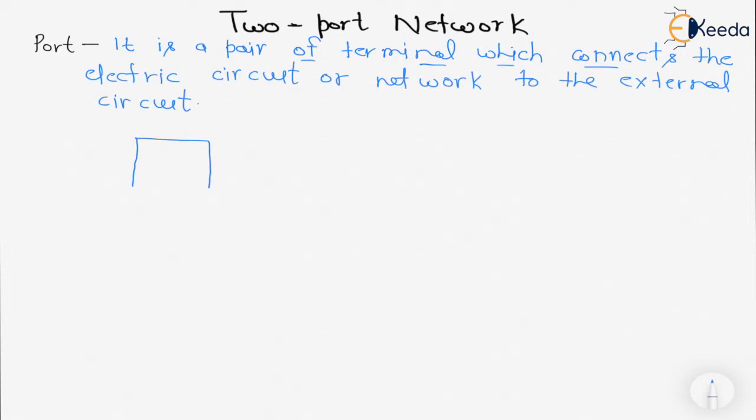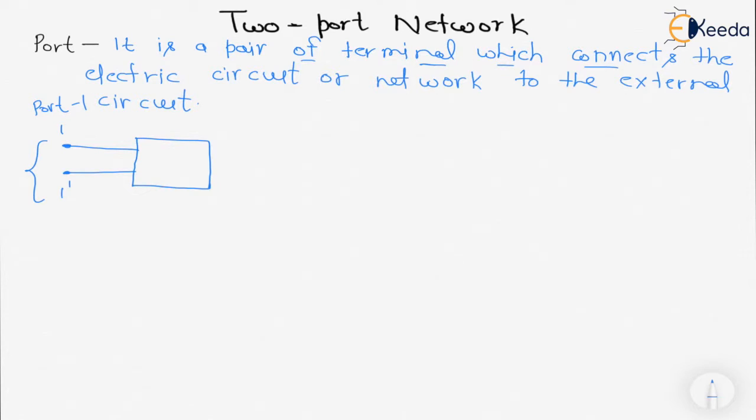Here, if we draw one black box here, this is 1 and this is 1 dash. So the 1 is terminal number 1 and 1 dash is terminal number 2. So the pair of terminal will be called as what? Port. So this is port number 1.